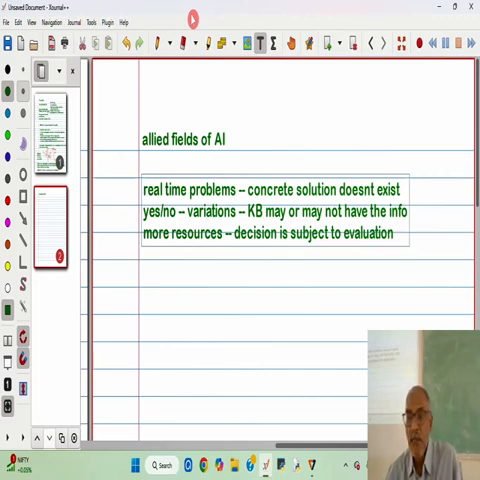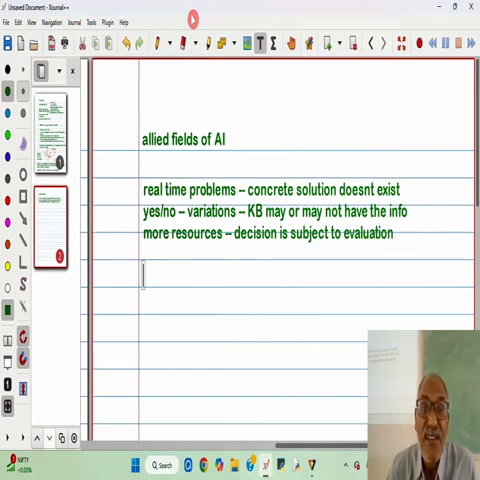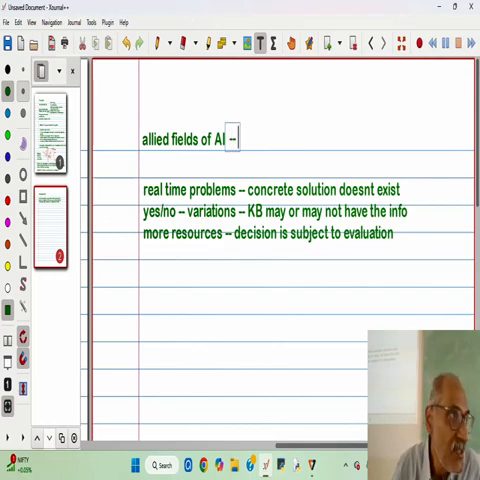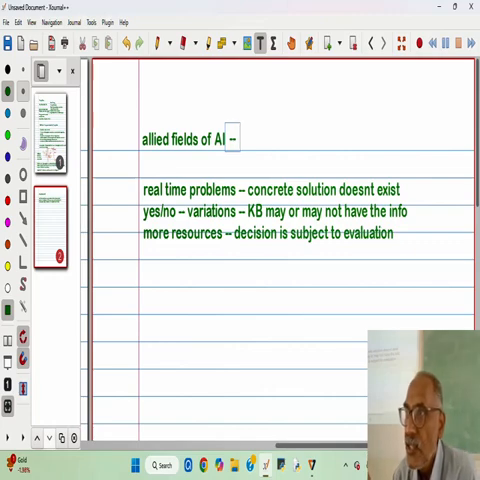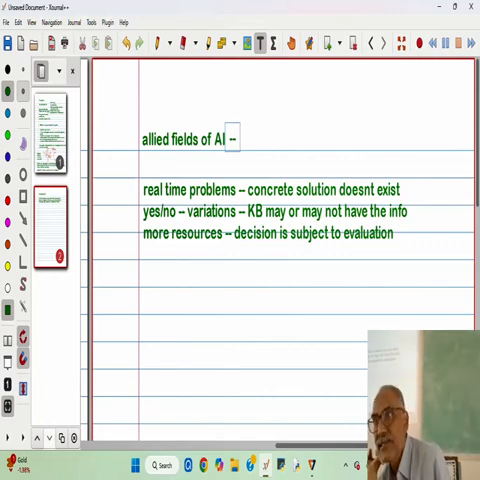Now here, I will be trying to answer this. What are the allied fields of AI? What is the important point? So let us forget about everything. Let us take into consideration only the two words, artificial intelligence. Artificial means man-made. Intelligence means power of thinking.